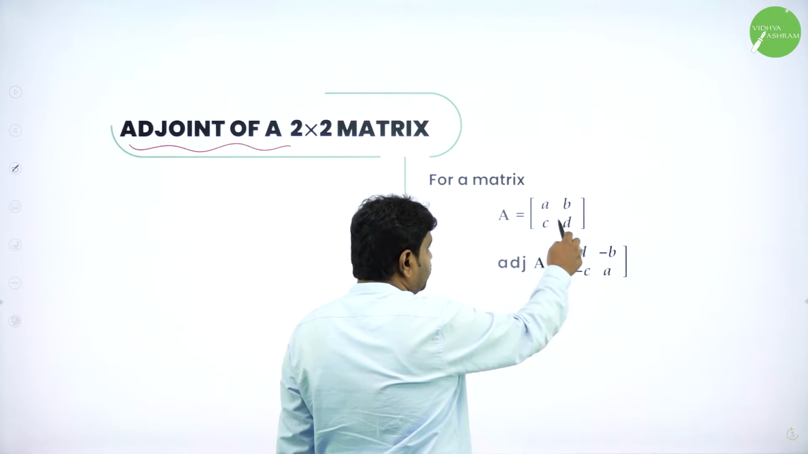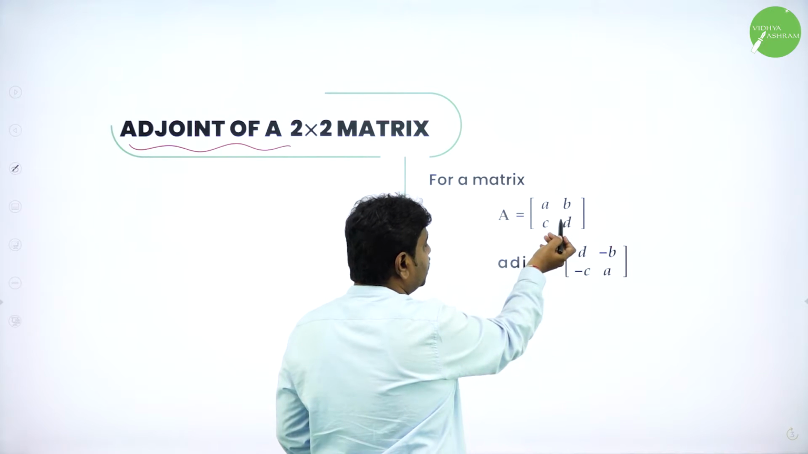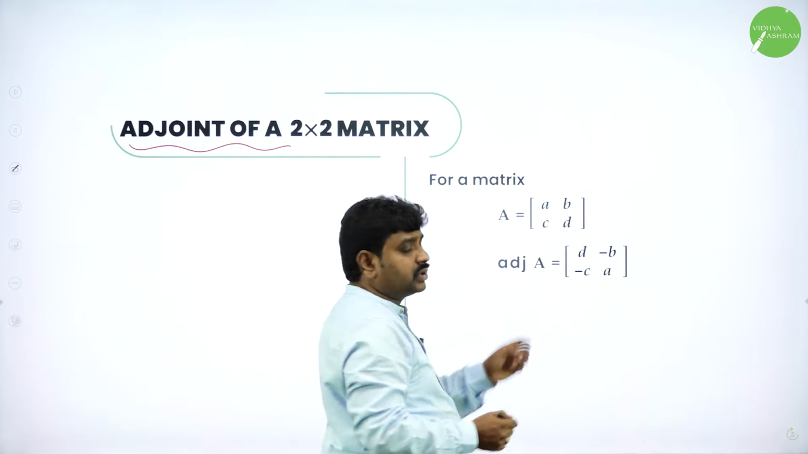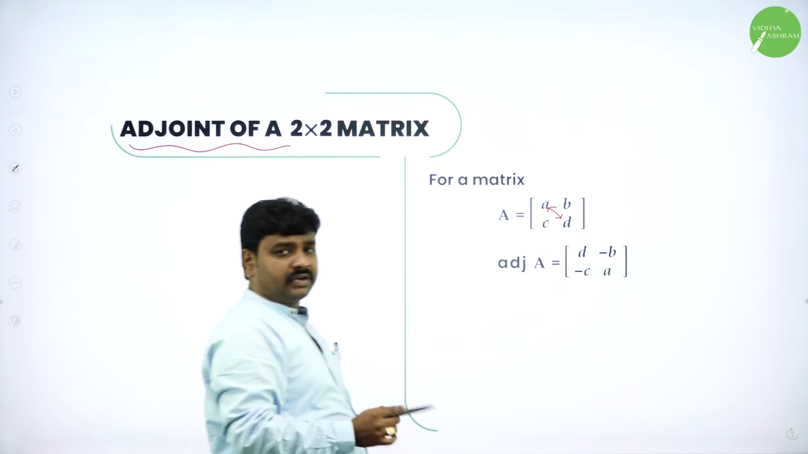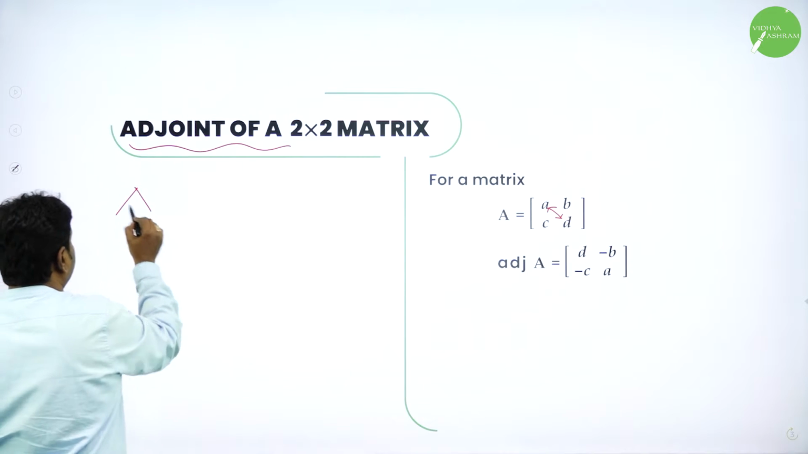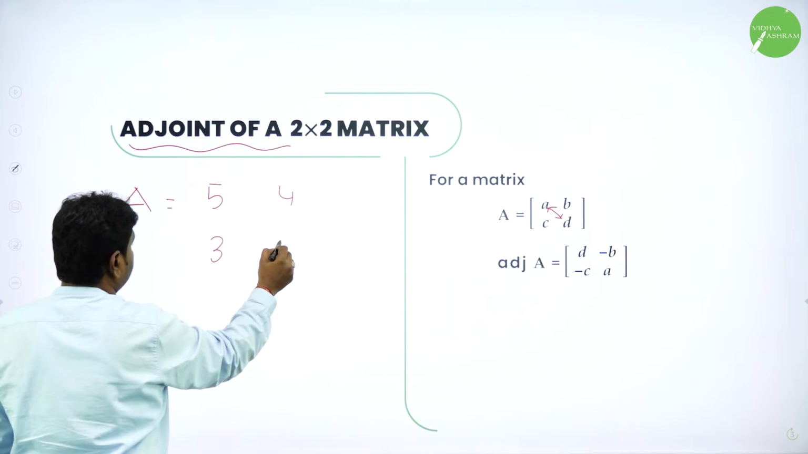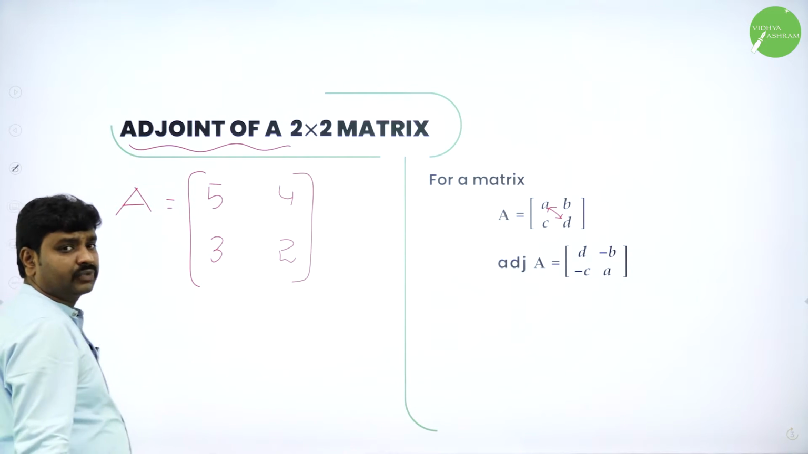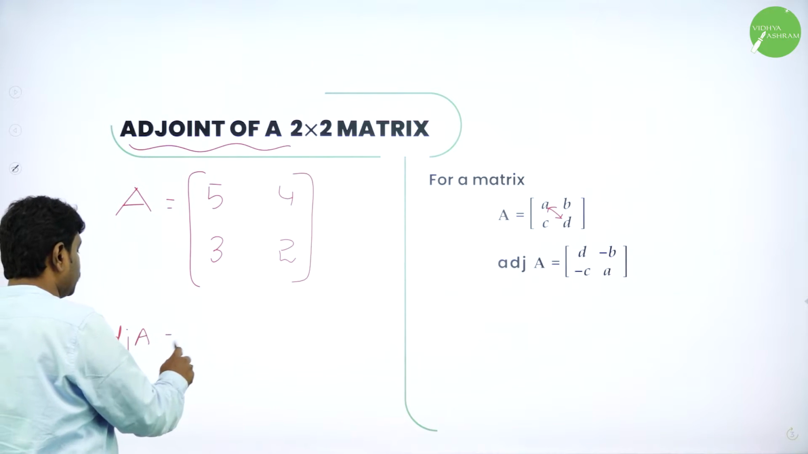Interchange the principal diagonal. What is the principal diagonal? A and D. Interchange them. D comes to the place of A, A comes to the place of D. See, I am interchanging this. For example, I'll take a matrix A = [5 4; 3 2]. Okay, this is a matrix I have taken. Now I am finding adjoint A.